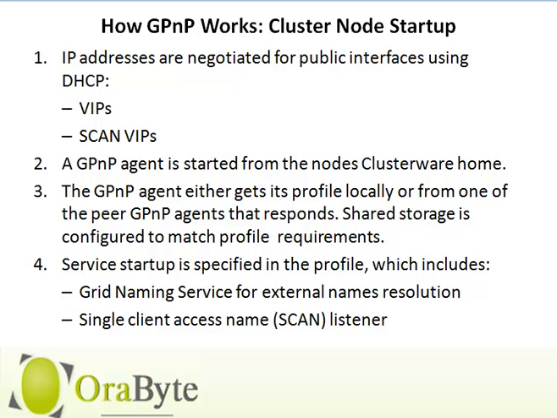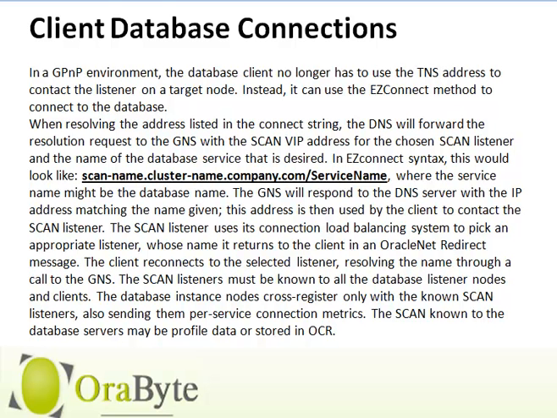Service startup is specified in the profile, which includes grid naming service for external name resolution and single client access name. So, client database connections. In a GPNP environment, the database client no longer has to use the DNS address to contact the listener on the target node. Instead, it can use the Easy Connect method to connect to the database.